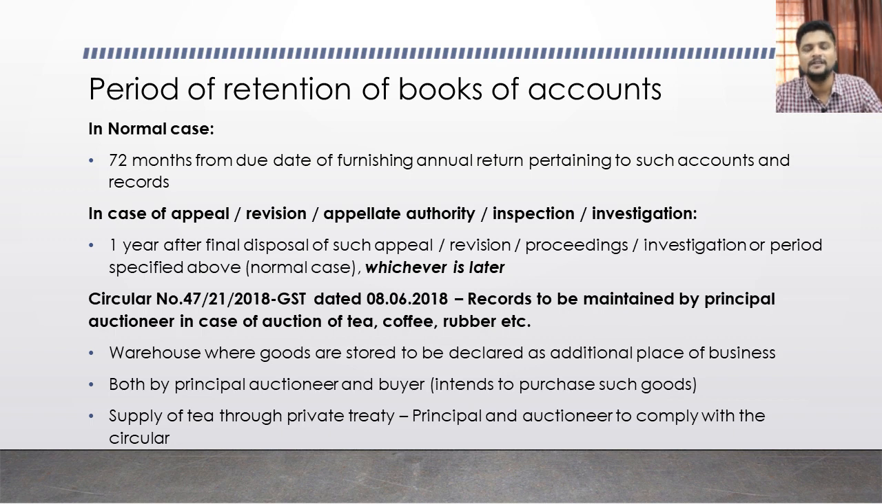If 72 months falls after 1 year from the close of appeal, from the disposal of appeal, then you should refer only to that clause which is in the normal case. If the normal case of 72 months is over, but this 1 year from the date of disposal of appeal is not over, then you will have to refer to 1 year from the date of appeal. That clause has to be referred, then that clause has to be satisfied because it says whichever is later.